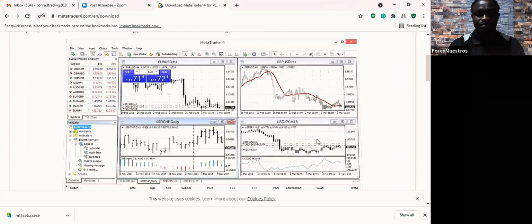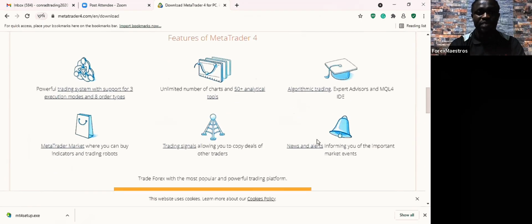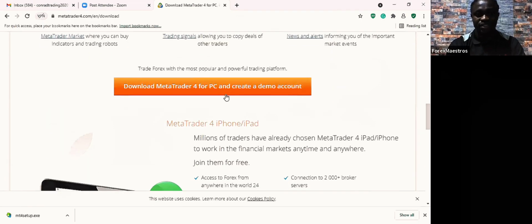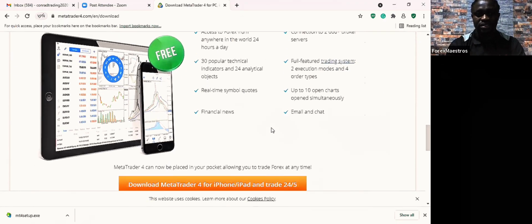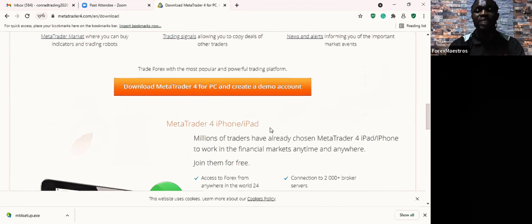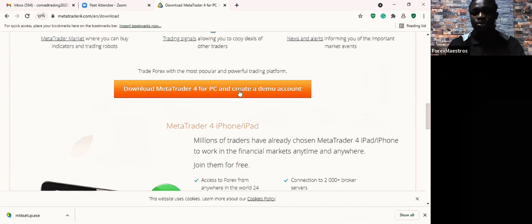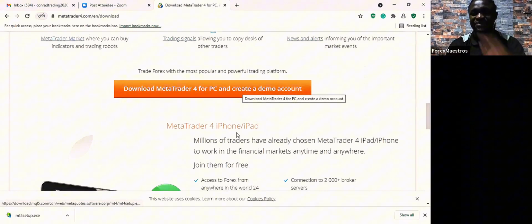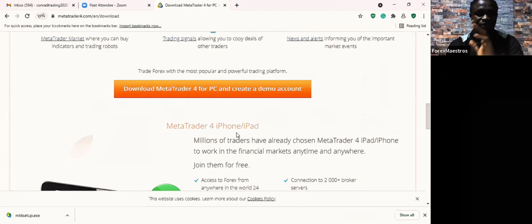So I'm scrolling up. I'm looking for MetaTrader 4. Fantastic. So here is my MetaTrader 4. Download MetaTrader 4 for PC and create a demo. All right. So here it is. That's so to download on my PC, all I'll do is just create. It's a very simple, straightforward, no stress download process.